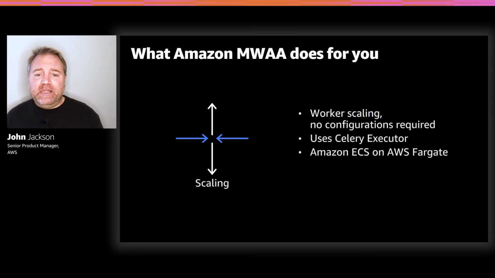We've also made scaling easy. So really what we do is we monitor those queues of tasks, and when we see that you need additional capacity, we'll add additional containers. This is all running on the back end using Amazon ECS on AWS Fargate, so it's very easy for us to bring up other containers. And it's also using a Celery executor, so it lets you control the parallelism and how many tasks actually run per container.